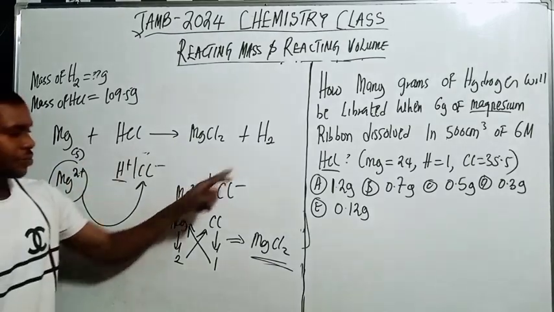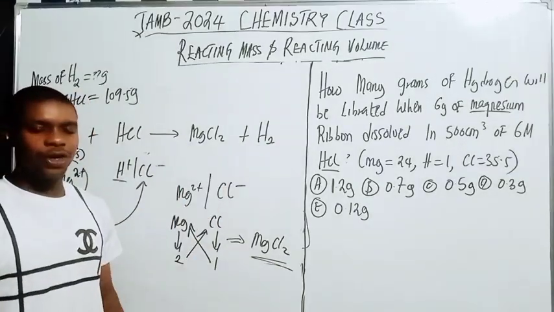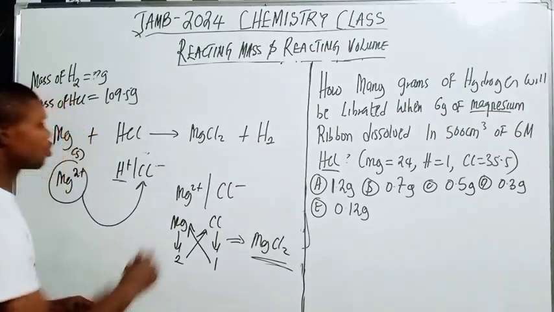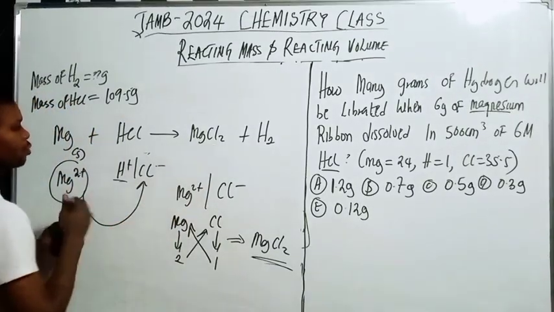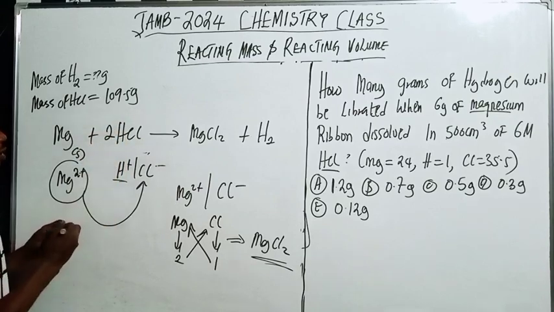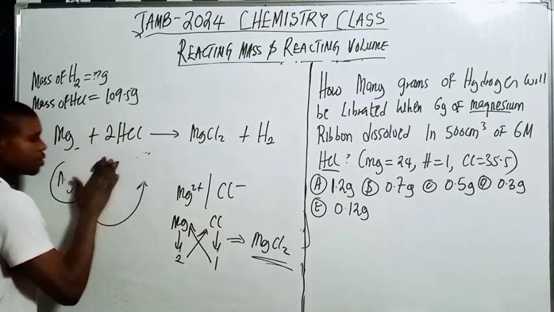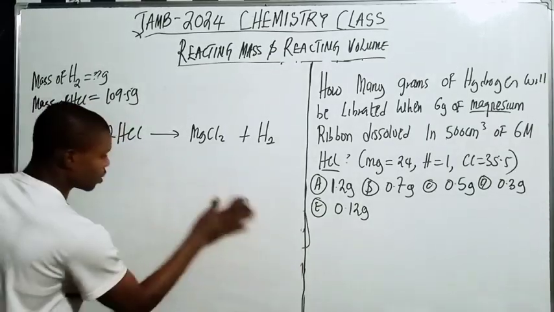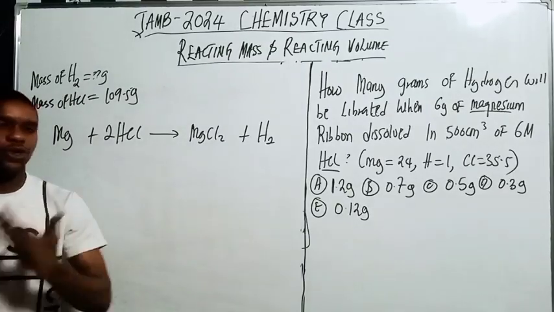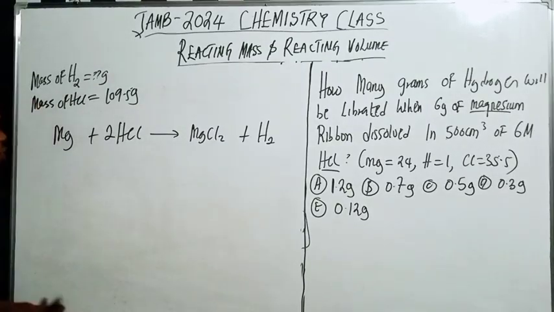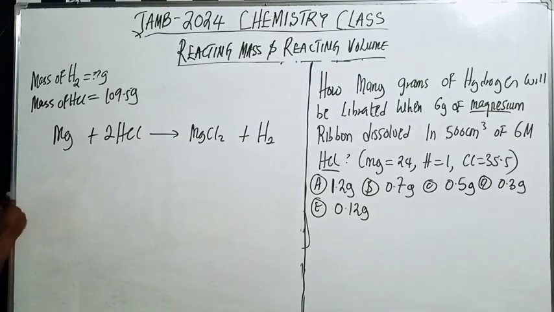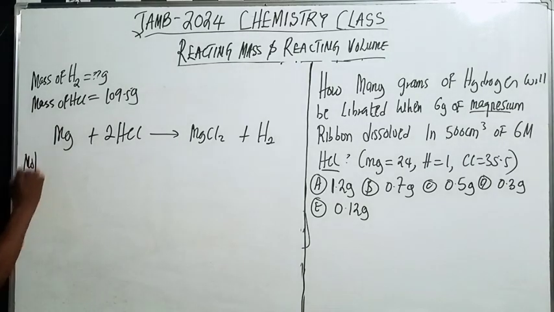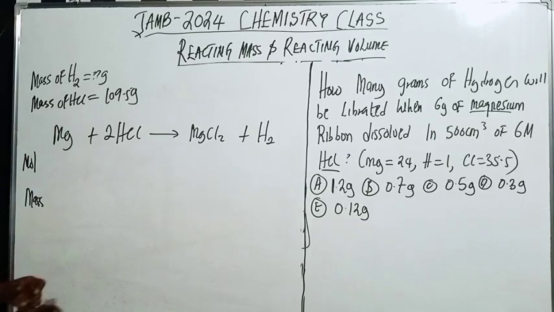balance the chemical equation here. Chlorine here is 2, so you put 2 chlorine here. Yes, so the equation is now balanced. So when you balance the equation, what are you going to do here? You are going to use your mole and mass. Balance mole and balance mass, right?